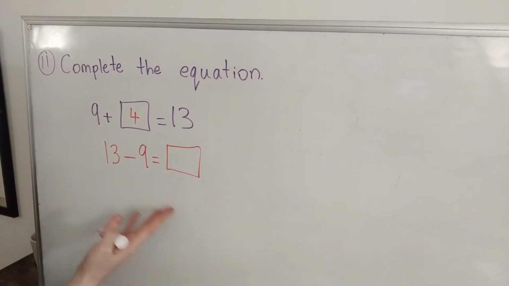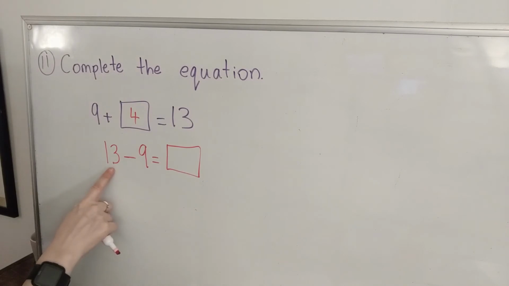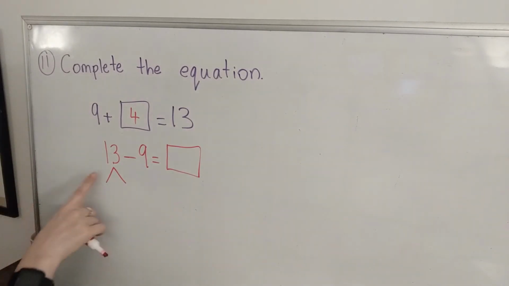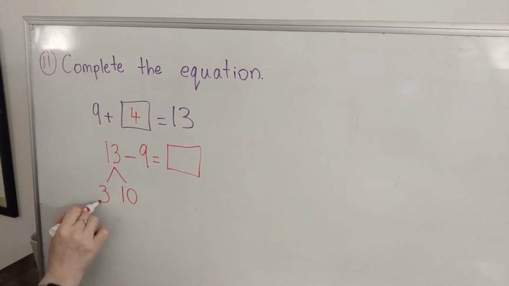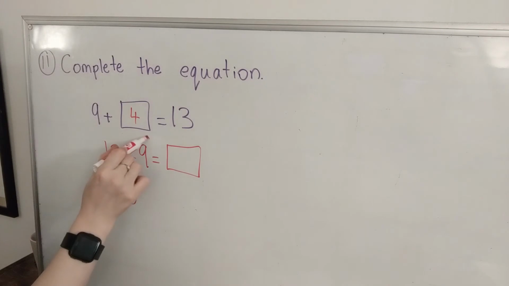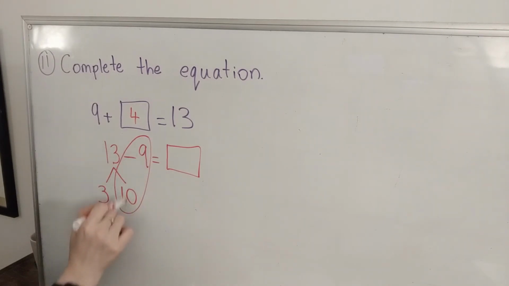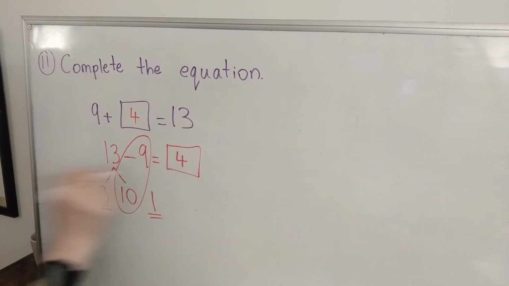13 minus 9 is hard to subtract, but if we can take it apart and think 10, it'll be much easier, right? 13 has a 10 and a 3. Now this is much easier to subtract. 10 minus 9, I know what that is. 10 minus 9 is 1. Let's add those leftovers. 3 plus 1 is, you got it, 4.